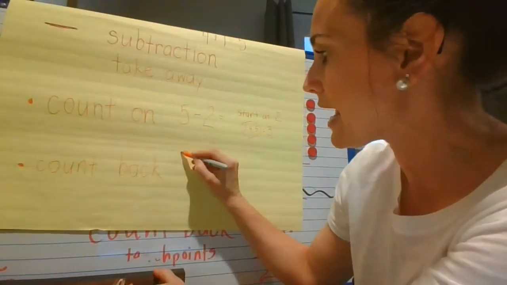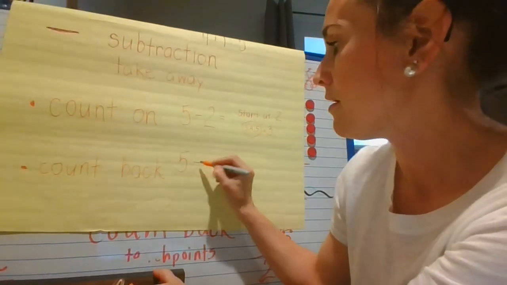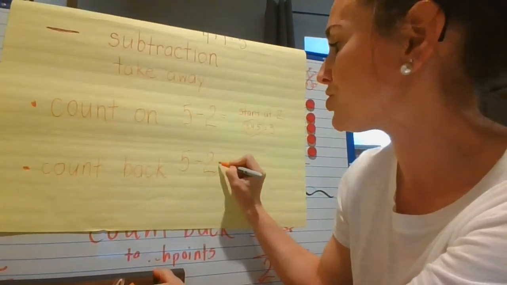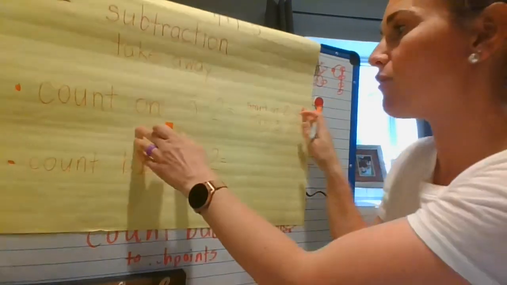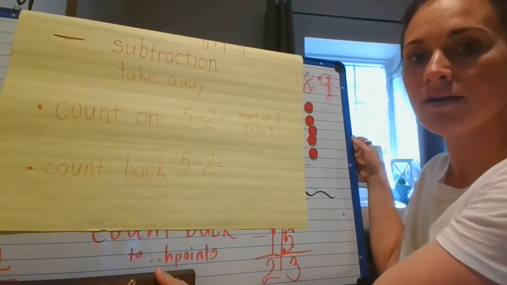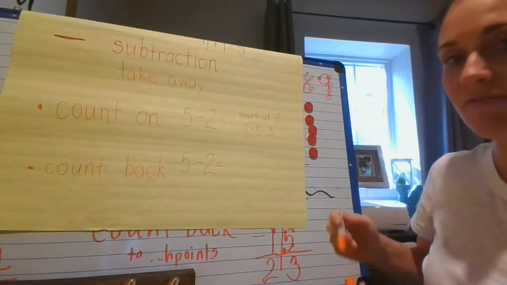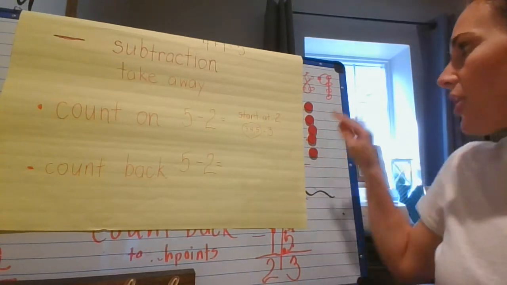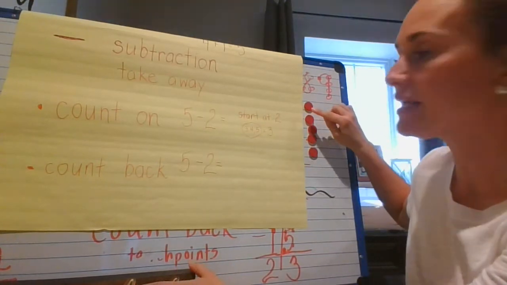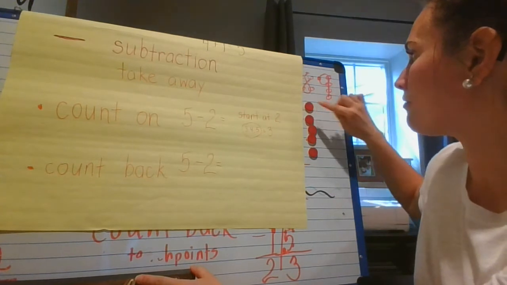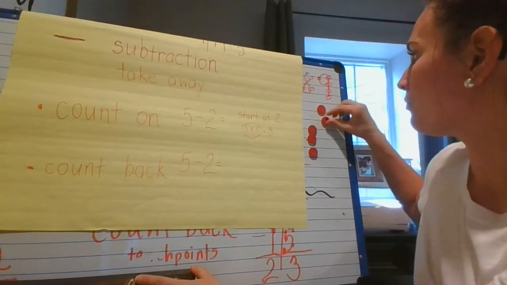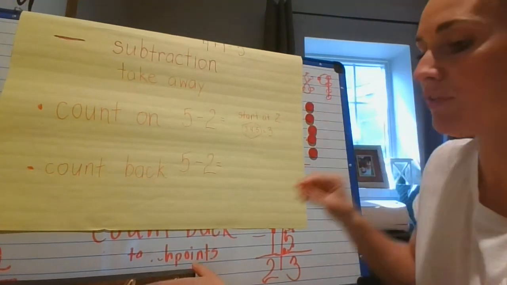So I'm going to use those same numbers. 5 minus 2 equals, there's our number sentence, our same one. And then if you look over here, we still have our 5 dots, okay? So we would start at 5, and then we would count back. 5, 4, whoops, I'm erasing that, aren't I? Here, let's do it this way.